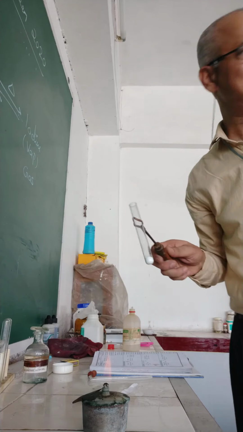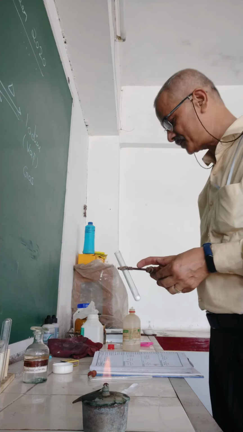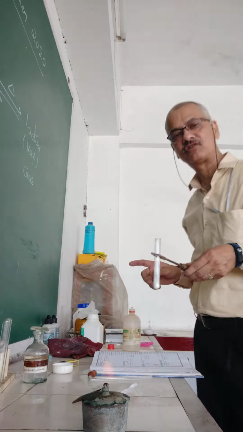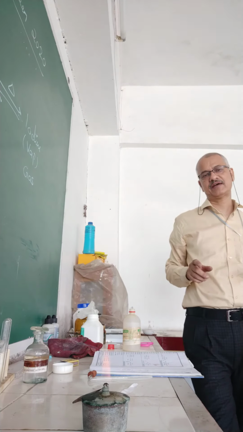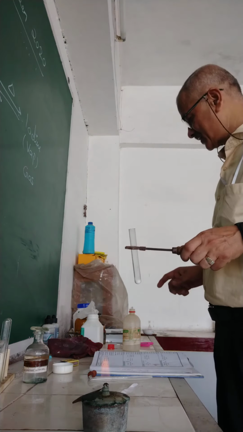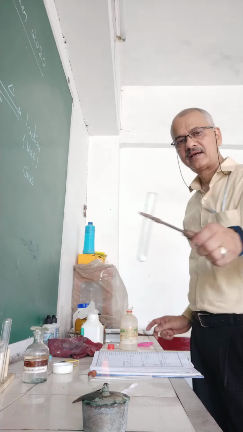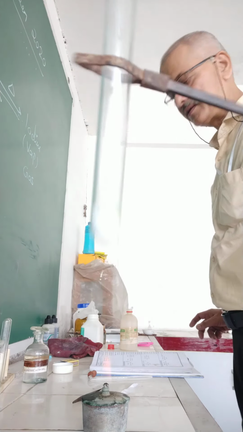Class 9, this is another practical. I'm showing it to you. The effect of heat. We have to find out which gas is involved. So I have taken a substance. This is of white color.